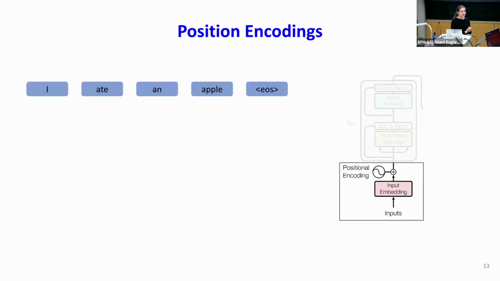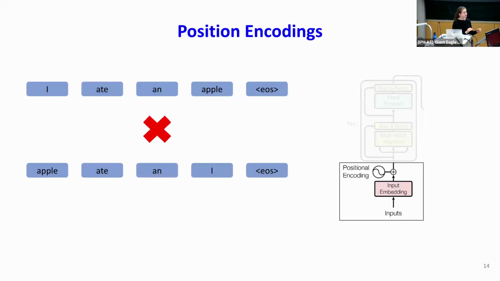As you remember from RNNs and LSTMs, they already incorporated the position of the word, so it was very clear whether we are at the start of the sentence or at the end. When we use this type of architecture, we don't have that property, so we need to come up with a smart way, as discussed in the previous lecture, to encode the position of the word in the sentence. Currently, if we have two separate strings, I ate an apple and end-of-sentence character, and apple ate and I, the model won't be able to tell the difference between them.